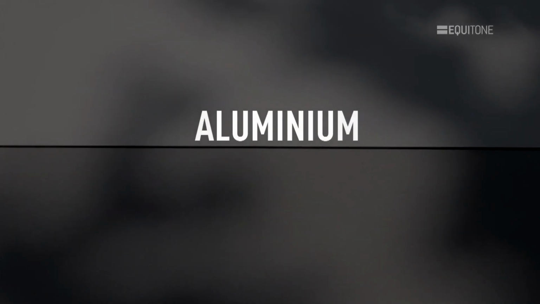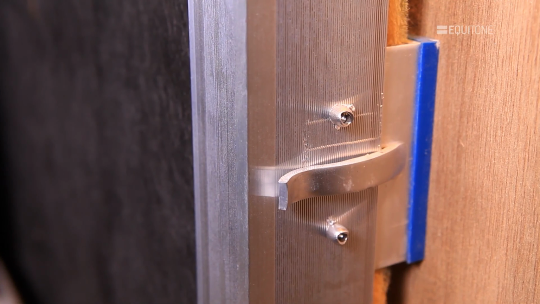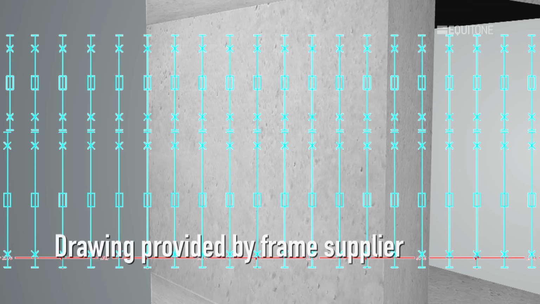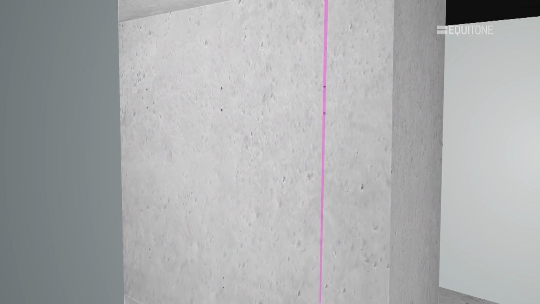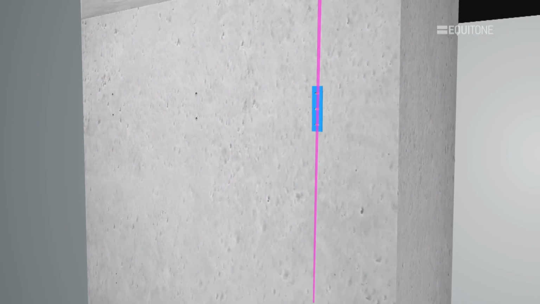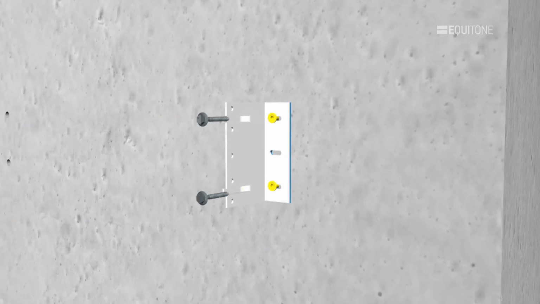Aluminium. The most widely used subconstruction is an adjustable aluminium system. Mark the position of the wall brackets as shown on the layout drawings. Securely fix the wall brackets with their thermostops to the wall with suitable screws or bolts.